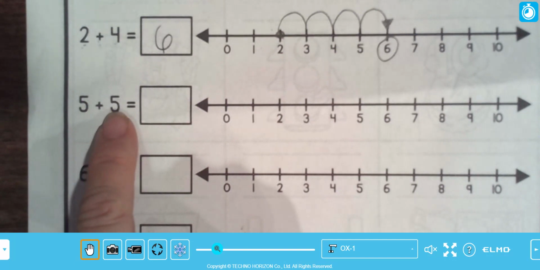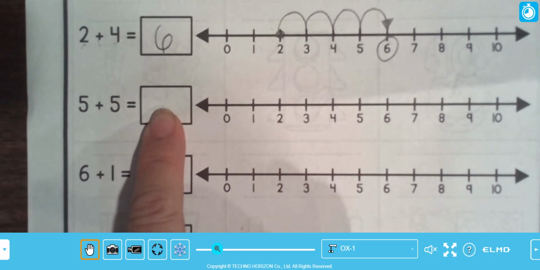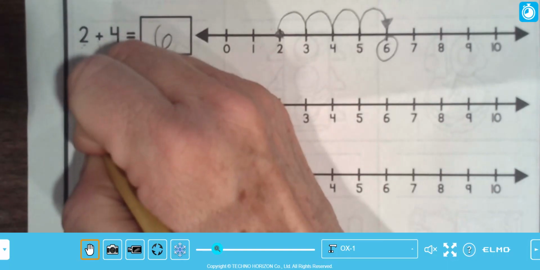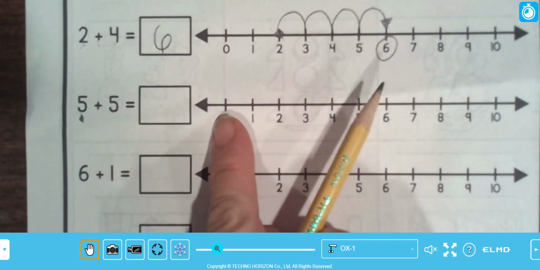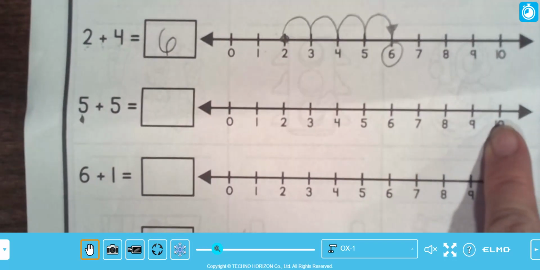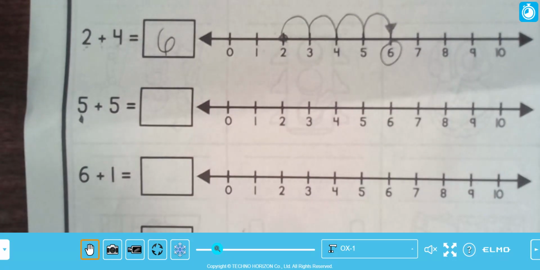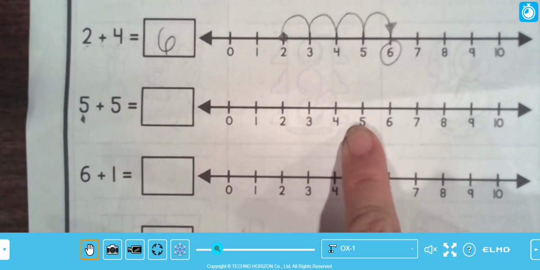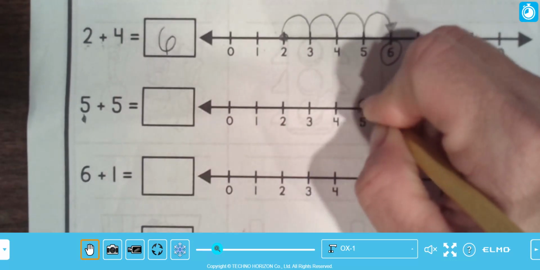5 plus 5 equals blank. Okay, what number am I going to start with? Yes, I'm going to start with the first number, the 5. So go to your number line, find the number 5, and put a dot on it. 1, 2, 3, 4, 5. There it is. Put that dot on it.